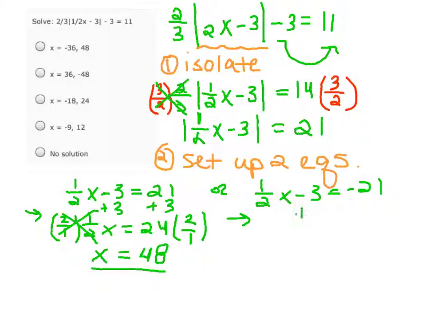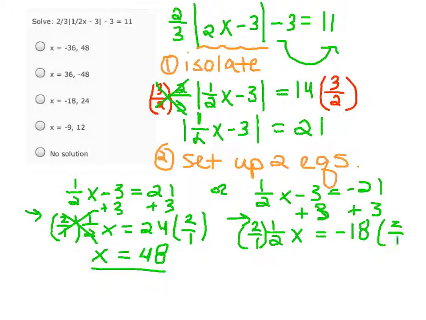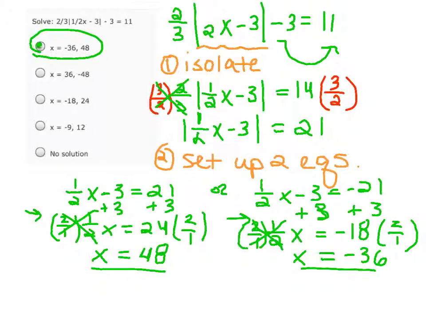Let's add 3 to both sides to get rid of that -3. So we have 1/2 x equals -18. And again, let's times both sides by 2/1. So 2 times 1/2 is 1, so we're left with x equals -36. So x equals -36 and x equals 48. So our first option A is our correct answer.